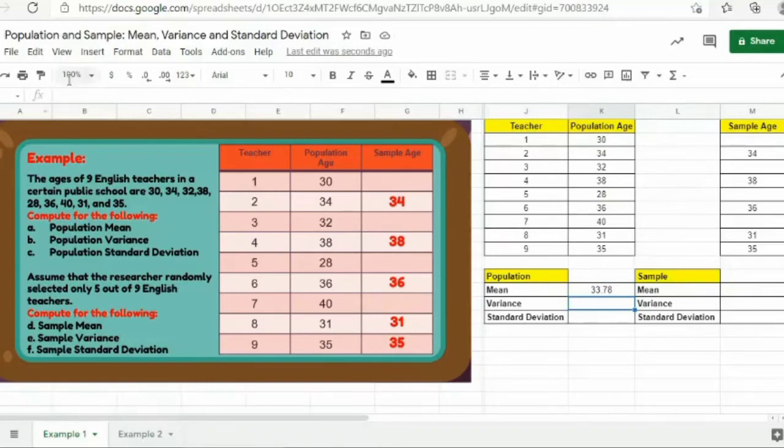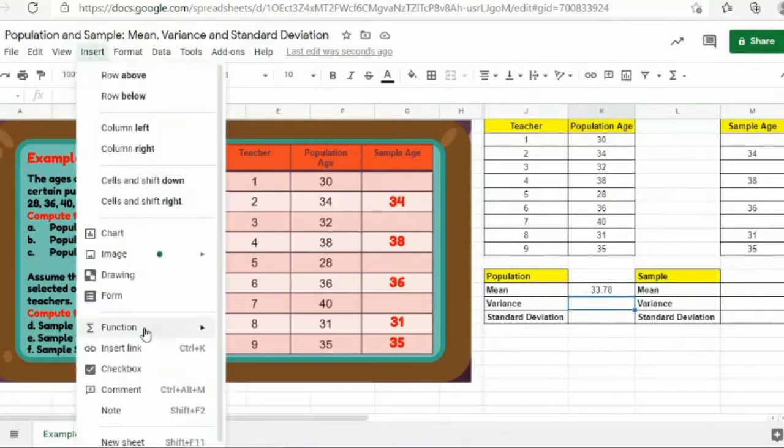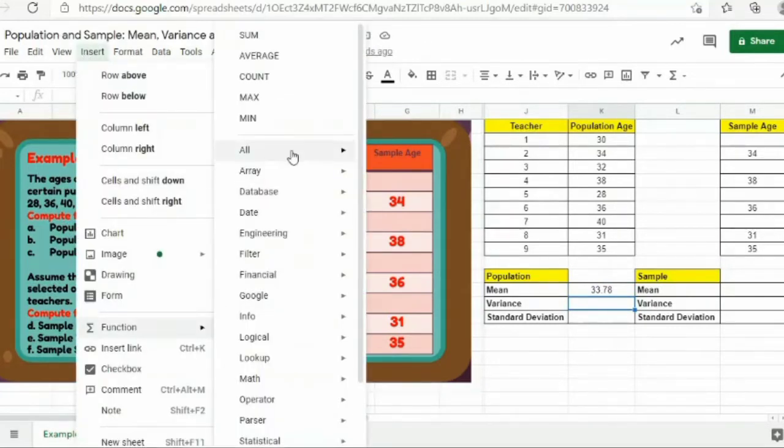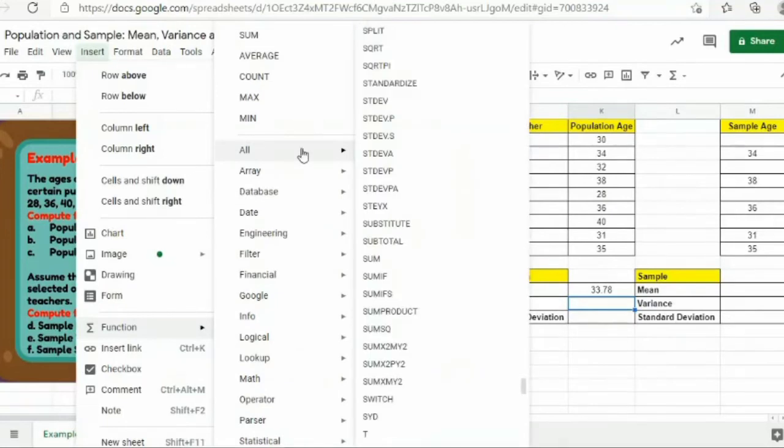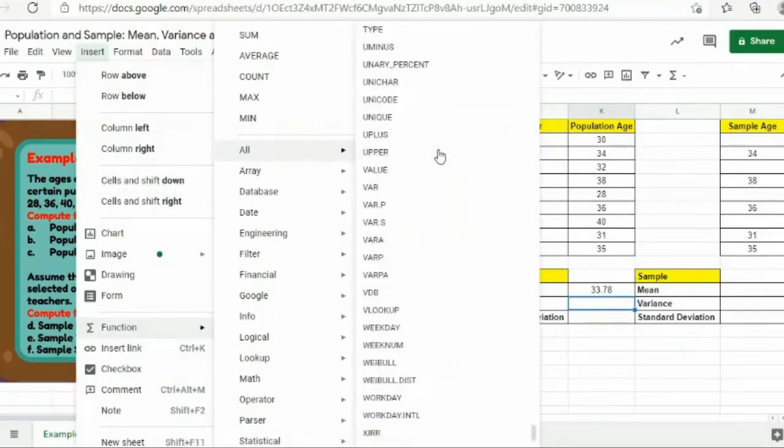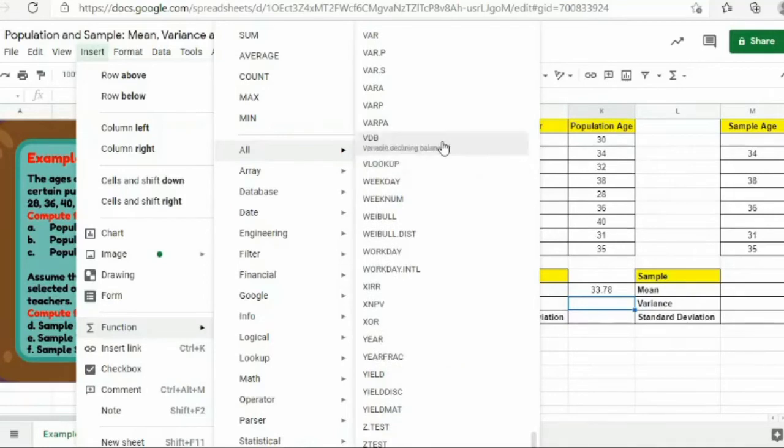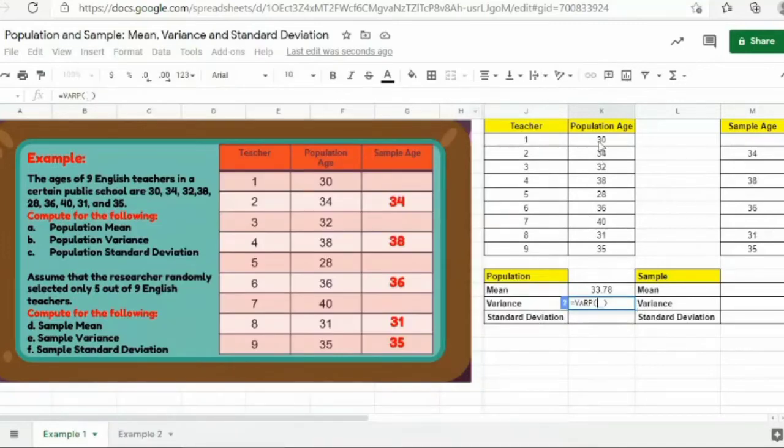Go to variance, insert, and then you have the function, and then go to the part of all, and then look for the formula of the variance of the population. It is this one, the variance, and then P, the variance of the entire population. Then select 30 up to 35, and then press enter. Then approximate our answer using this command. So I will have 13.51 for my population variance.